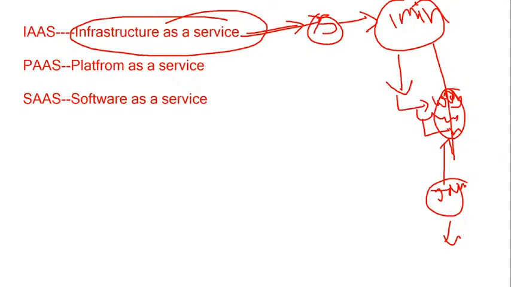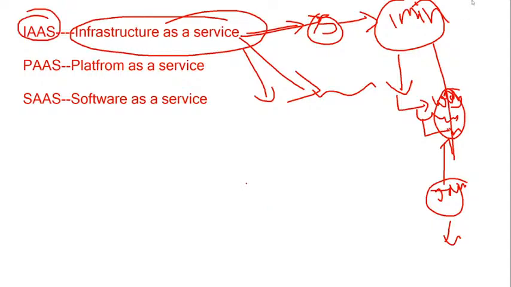Clear? For example, after 1 year, your business is not good. Then go and destroy it at that moment. Whatever we have consumed, just pay for that. That is Infrastructure as a Service.